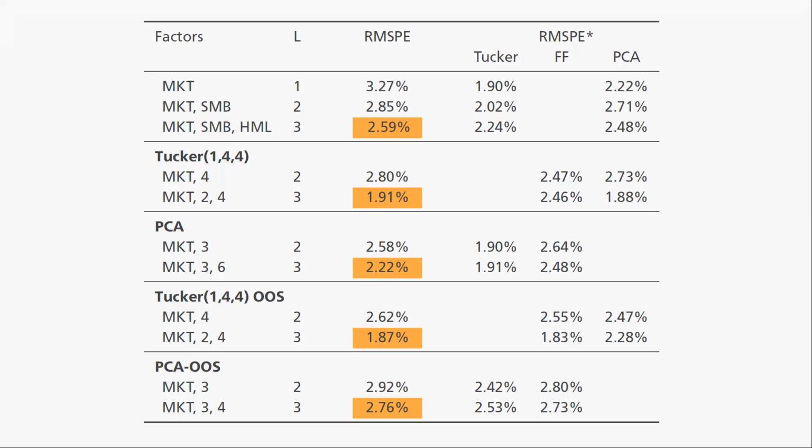So compared to benchmark models, subject to the caveats that I mentioned, these Tucker factors, in this particular sample, and I would not generalize this, actually do better than the benchmark factors. And again, I think the intuition is that these factors use a lot more information than the alternatives.